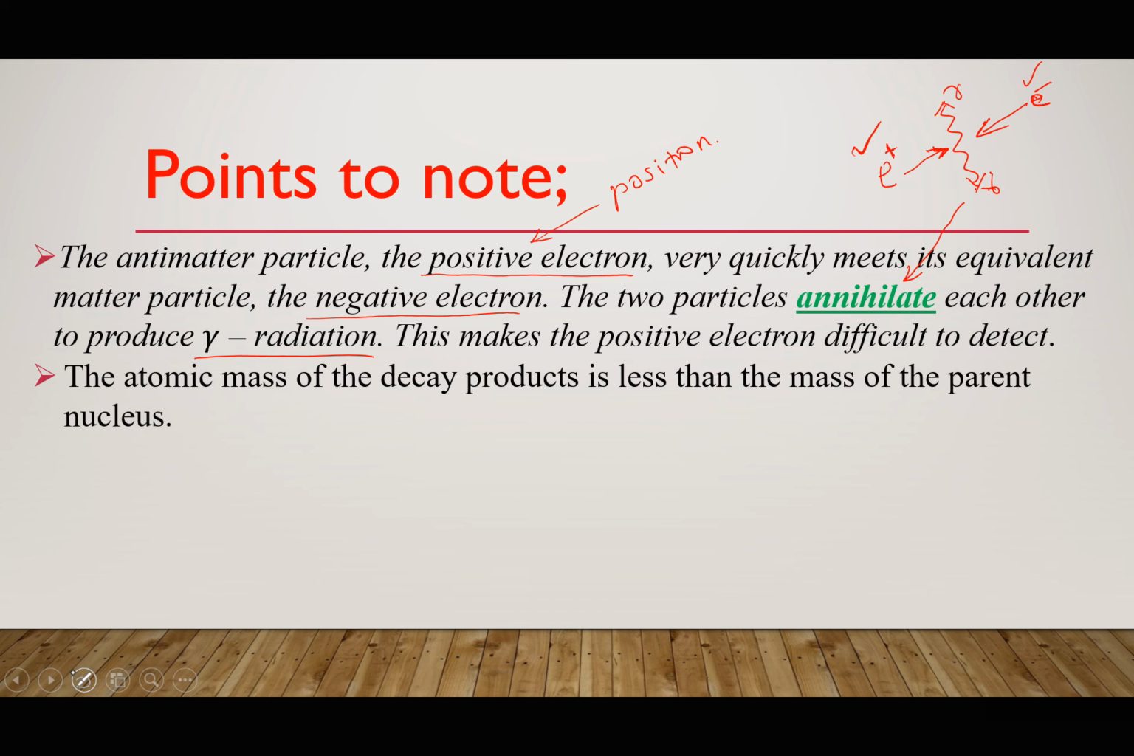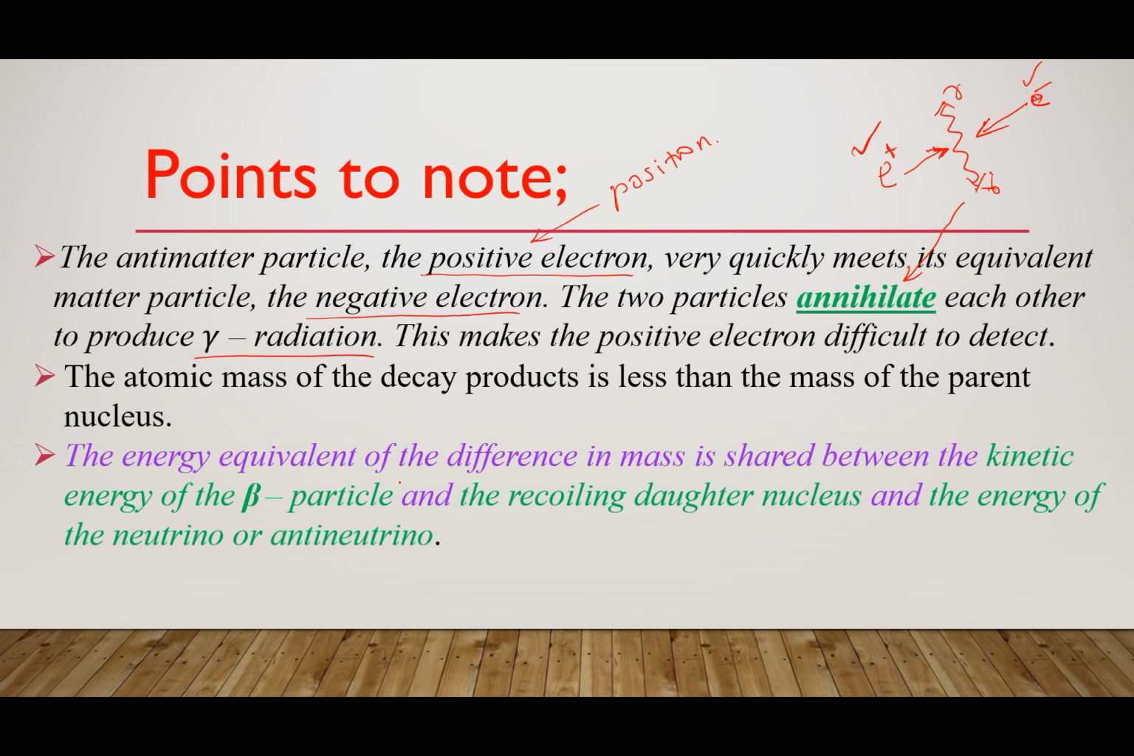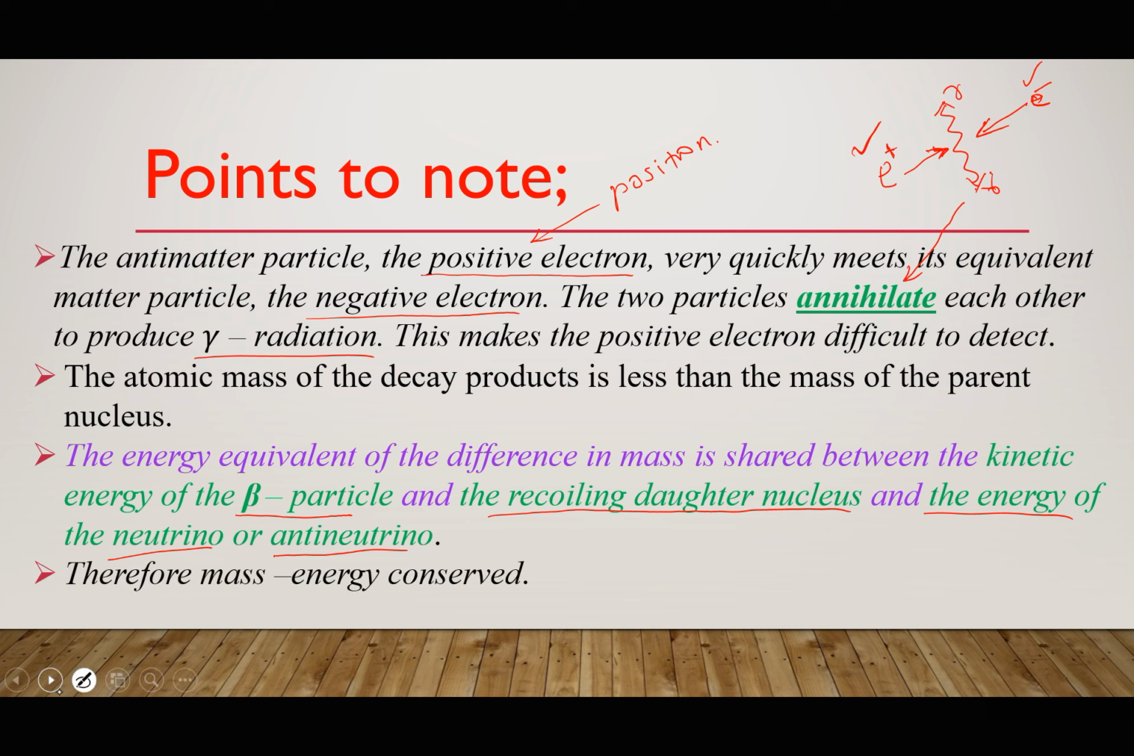So the atomic mass of decay products is always less than the mass of the parent nucleus. That's why energy is emitted. Total mass on the right-hand side is always less than the mass of the parent nucleus, and therefore energy is emitted to compensate for the difference in energy. But the energy equivalent of the difference in mass is shared between the kinetic energy of the beta particle and the recoiling daughter nucleus and the energy of the neutrino or the antineutrino. And therefore, we say that mass energy is conserved. Because I mentioned that in all nuclear reactions, mass energy is conserved.